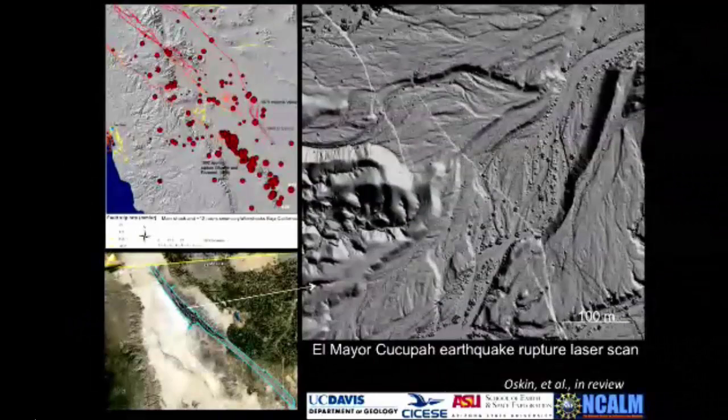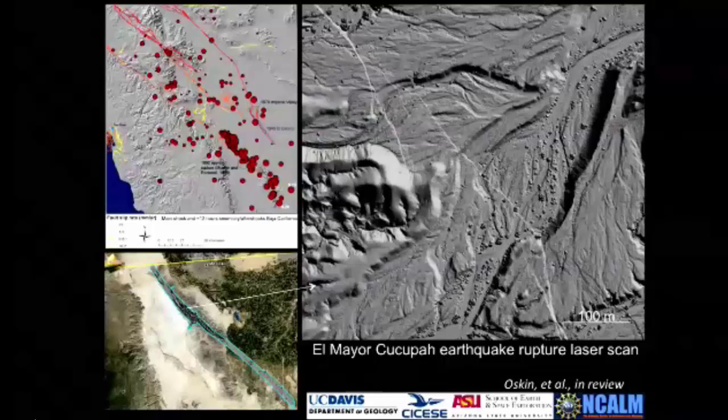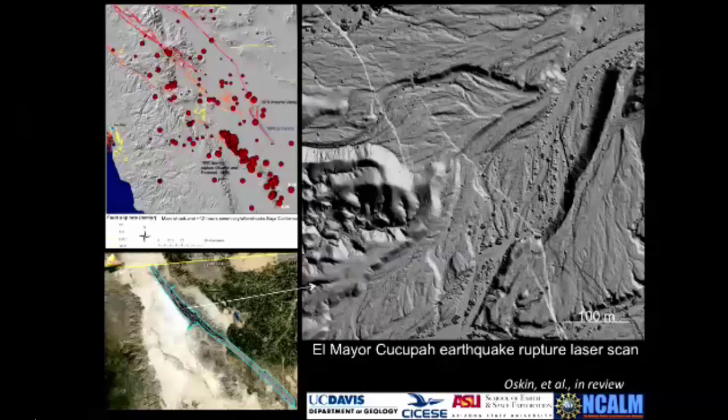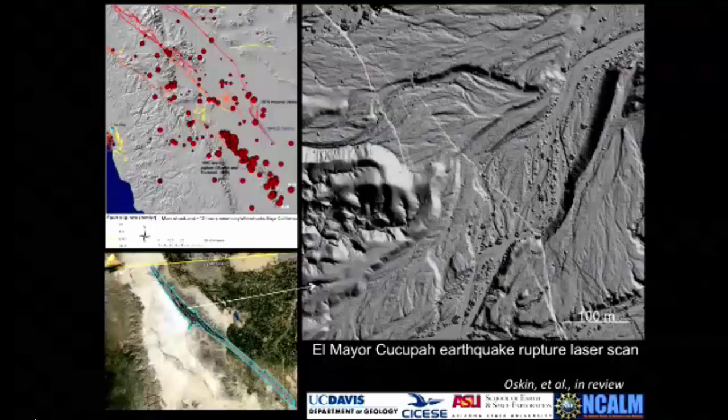But it turns out that the Mexican cartographic agency, INEGI, had been flying a laser scanner in the region prior to the earthquake. The data were not very high quality because they flew it really high and they were still learning how to make everything work. But there were LiDAR data from before the earthquake. So then we did the LiDAR data after the earthquake, and we could try to do some different things.